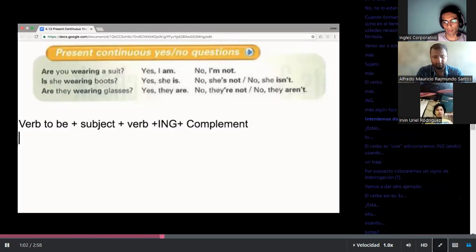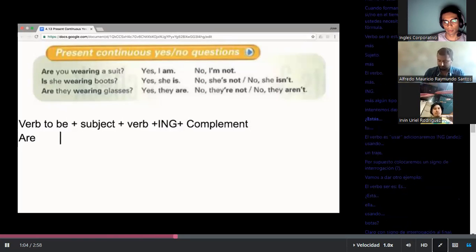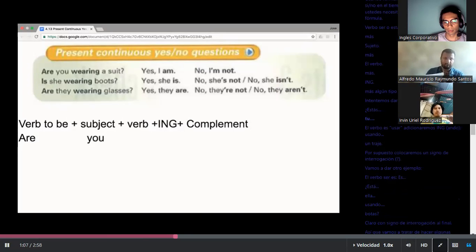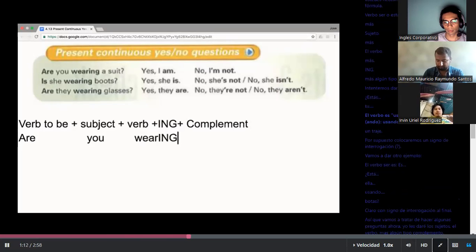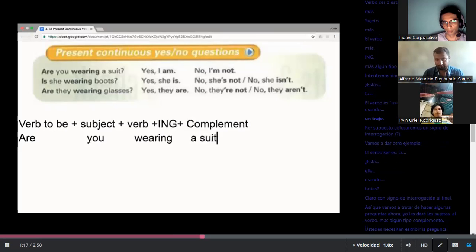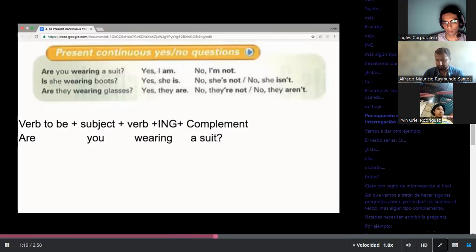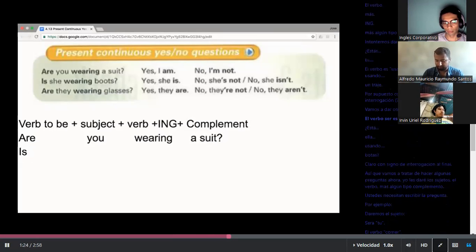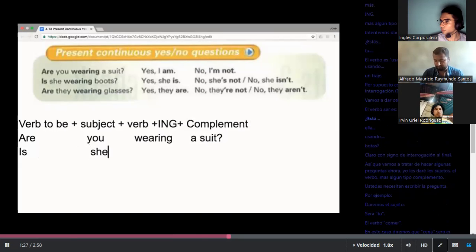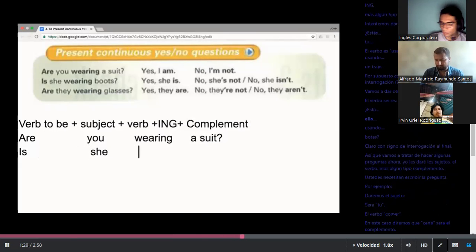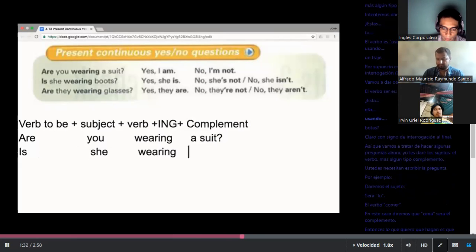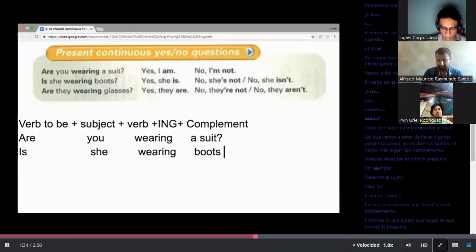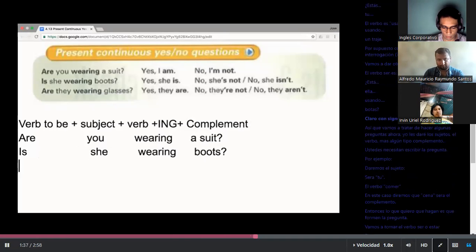So let's try to make sense of this. Are you? The verb is wear, and we add ing to that. That will be wearing a suit. And of course, we put a question mark there. Let's give another example. The verb to be, is she wearing boots? And of course, question mark at the end.